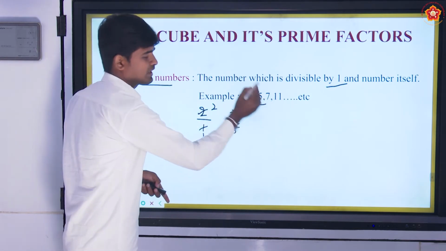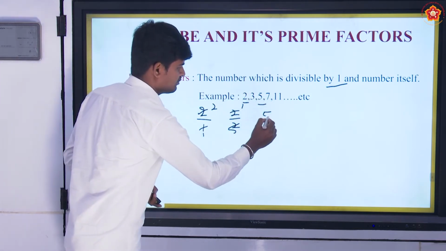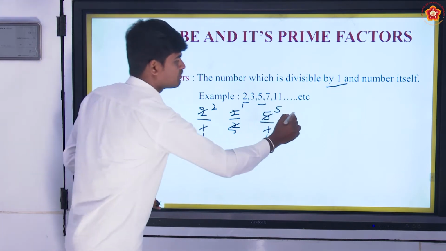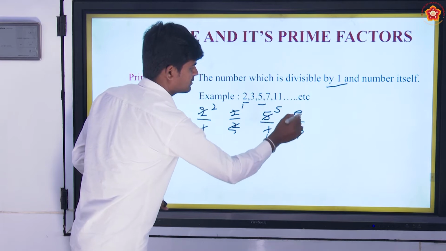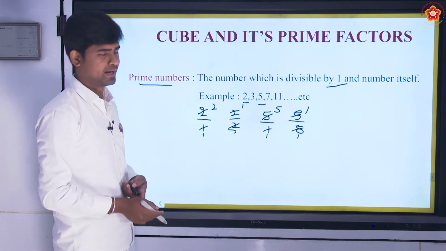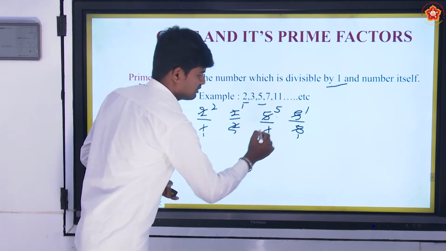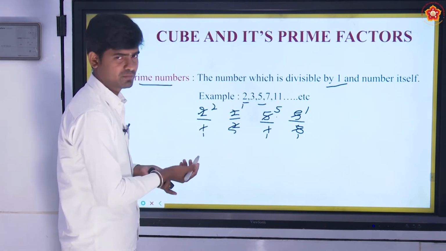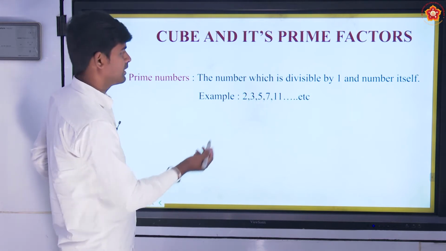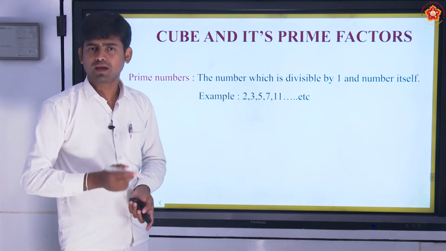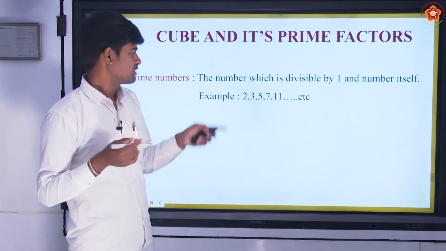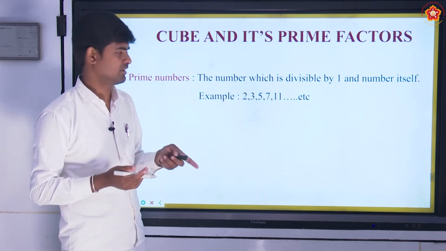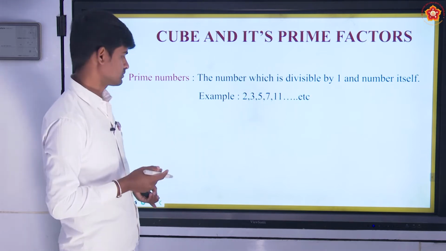If we take 5, 5 is divisible by 1, 1 fives are 5. Next, 5 divided by 5, 5 ones are 5. Is it right? But can it be divided by 2? No. Can it be divided by 3? No, it is not divisible. So, a number which is divisible only by 1 and the number itself is called a prime number. For example, 2, 3, 5, 7, 11, and so on.